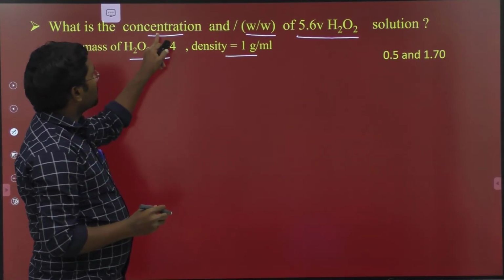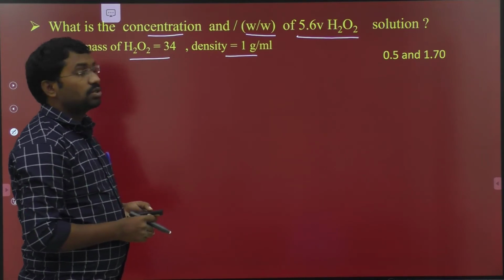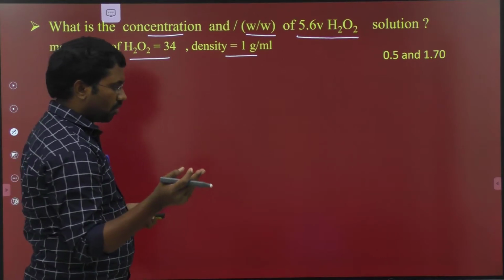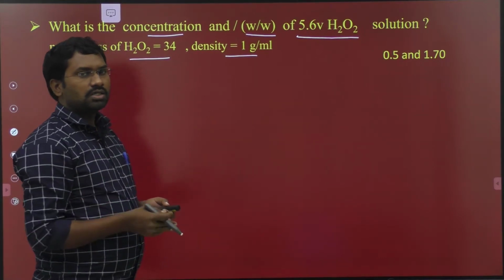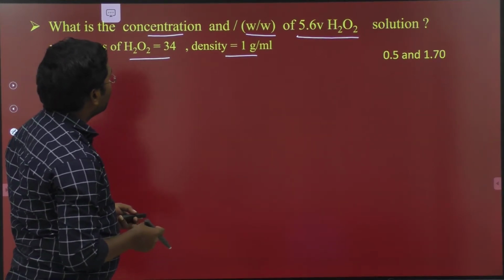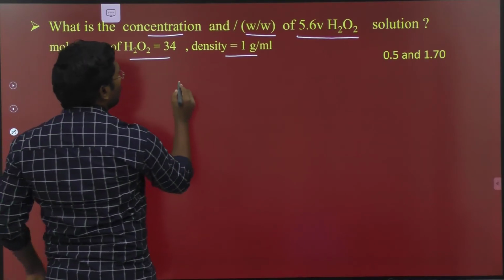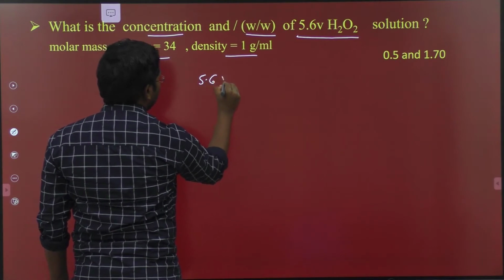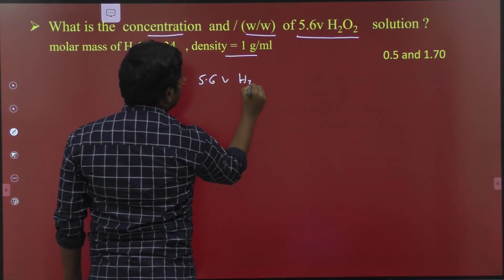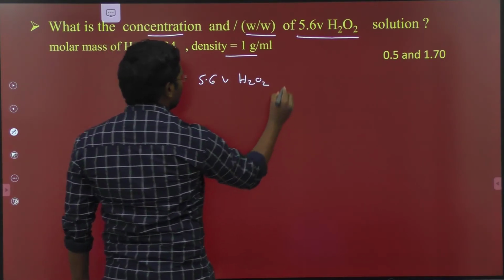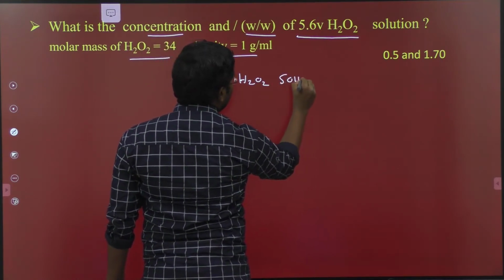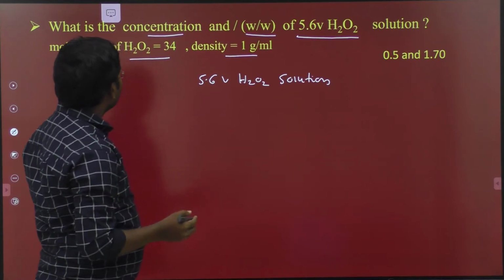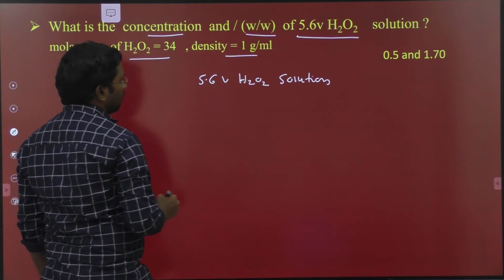Look at the problem: what is the concentration? Concentration means we have to calculate the molarity. Molarity, normality, molality, and mole fraction are all concentration terms. In this problem, 5.6 volume hydrogen peroxide, that is an H2O2 solution, is given. From this we can easily calculate the molarity.